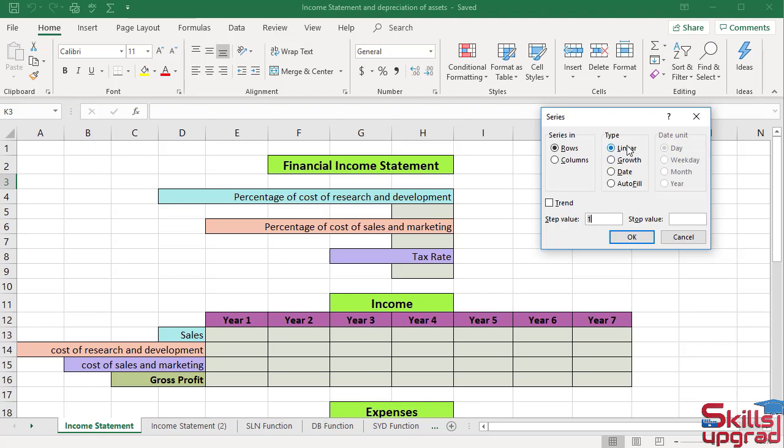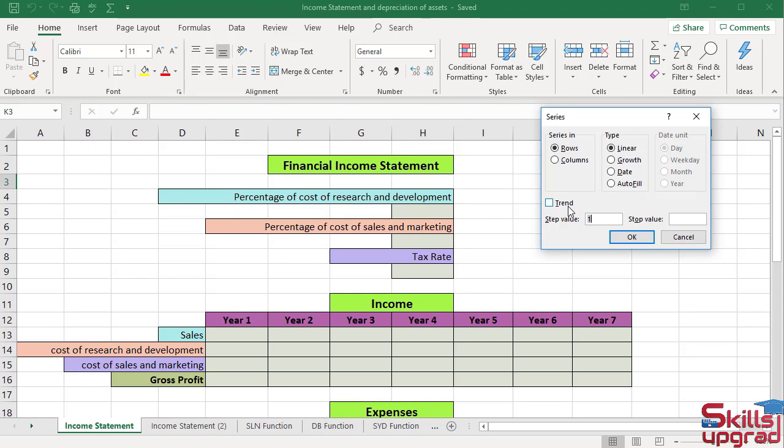If you check the linear option and the trend box, the values of revenue are changed by a constant amount each year. This trend is called a linear trend because it changes the values of revenue by a constant amount. A linear trend projects values between starting and ending values.